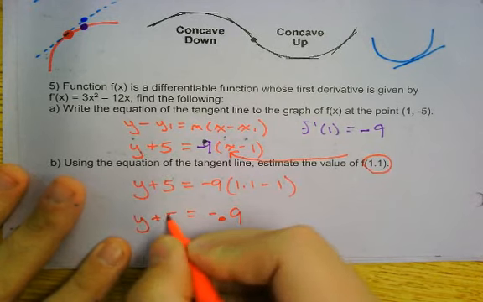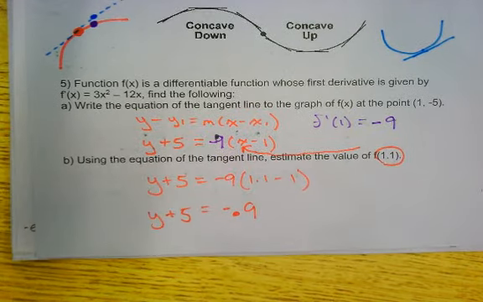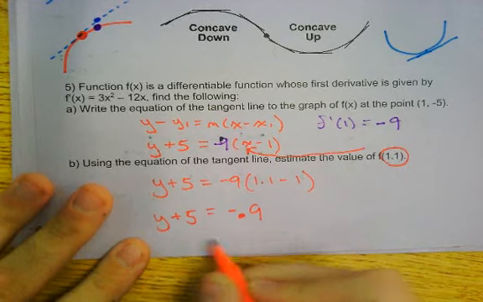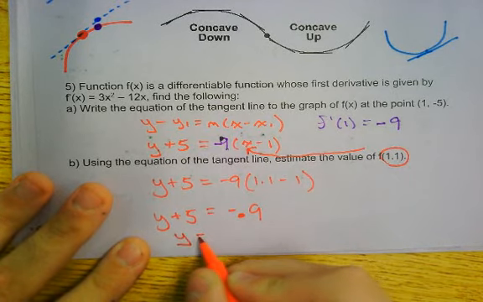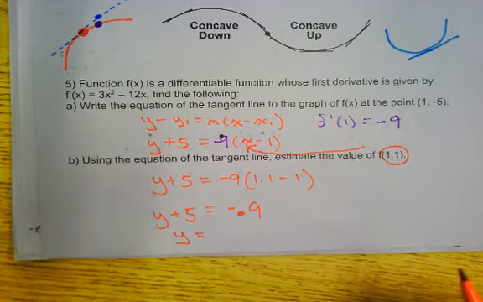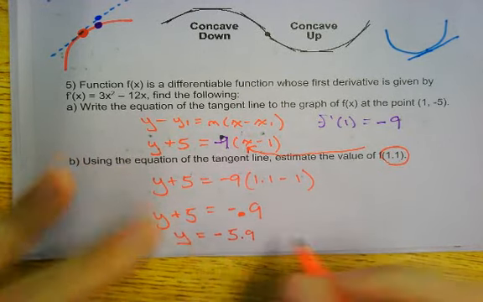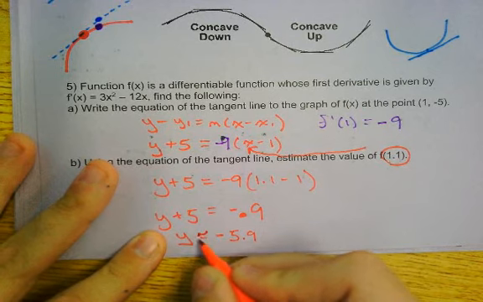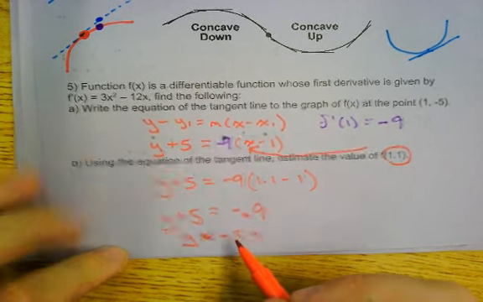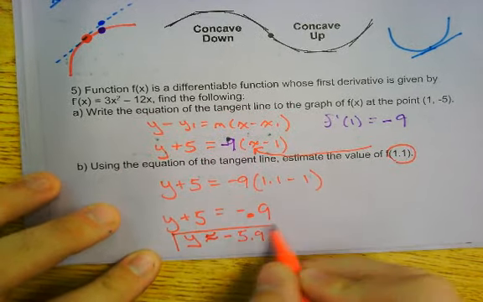-0.9. They usually don't give you numbers that are really that tough. It's kind of what they do here. And then, what does y equal? Subtract 5, and you're going to get -5.9. So I'm going to put these little squiggles for estimates. So we're estimating it.